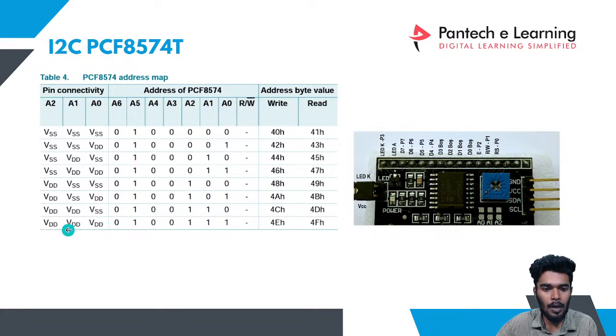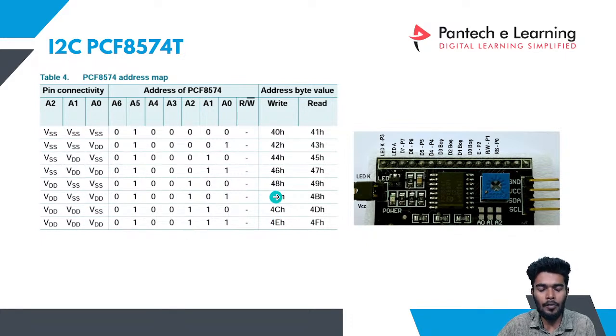So for the first module I will use the default address, which is 4E, and for the second module I will ground the A0 alone. If I ground the A0, then I will send the address, which will be 4C. When I send the address, it will check against the address. For the third I2C module, I will ground A1 alone.